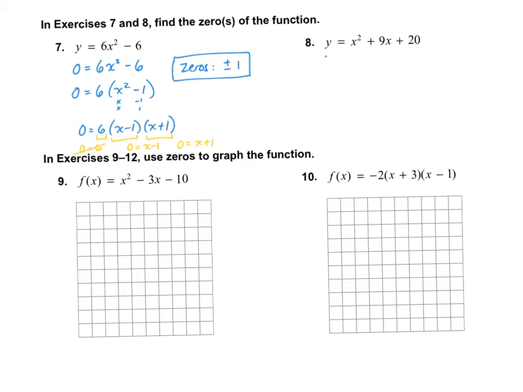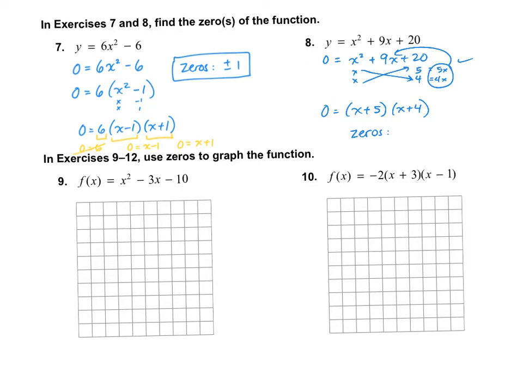On number 8, we're going to do the same thing. Set it equal to 0 and then factor it. And we notice that this is x times x, and this is 5 times 4. If we cross that, that'll be 4x. This is 5x, and that does indeed equal 9x. So 0 equals x plus 5, x minus 4. Plus 4, and so that means that my answers are -5 and +4. So my zeros are -5 and +4.